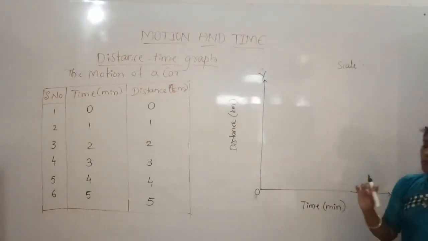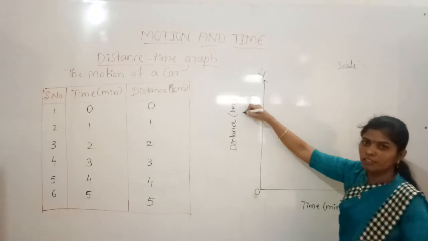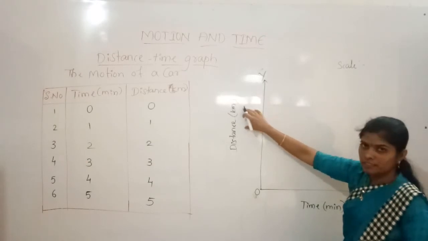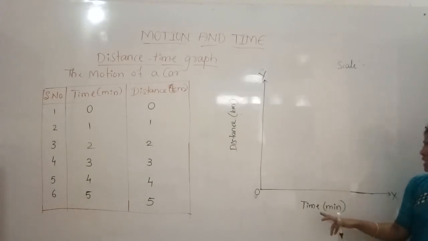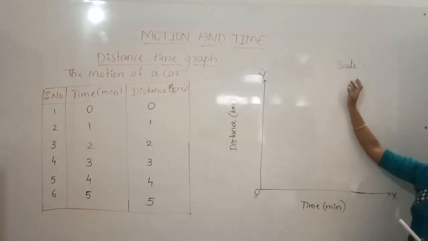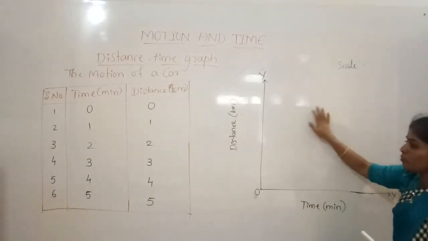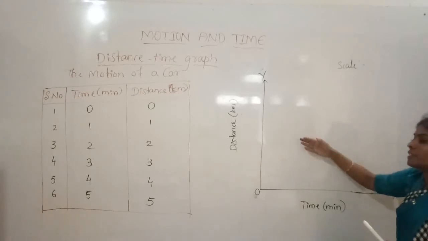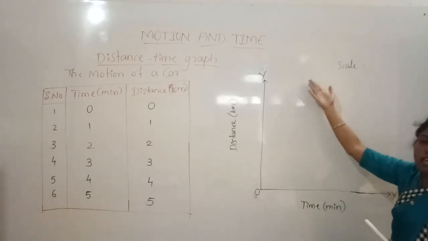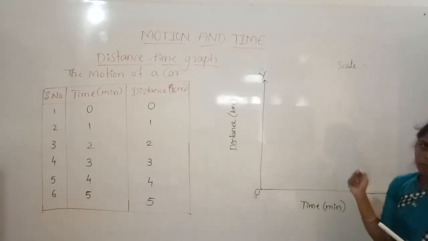Along the y-axis, what we have taken, that we have to write here, and along the x-axis, what parameter we have taken, that also you have to write here. And then you have to write the scale, because the one who wants to see your graph has to understand. So 1 centimeter equals how many kilometers or how much time we have taken.